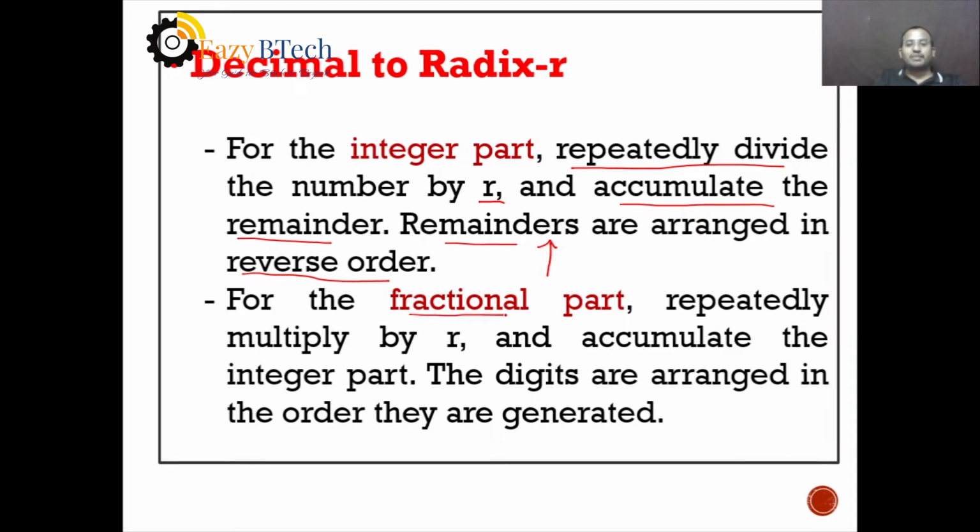What about the fractional part? For the fractional part, we have to multiply with the radix and collect the integer part, and those digits we have to write in the same order they are generated, that means top to bottom. So for the integer part, we repeatedly divide by the radix and collect the remainders in the reverse order. For the fractional part, we repeatedly multiply and collect the integer parts in the same order, right? This also we will see with the help of an example.